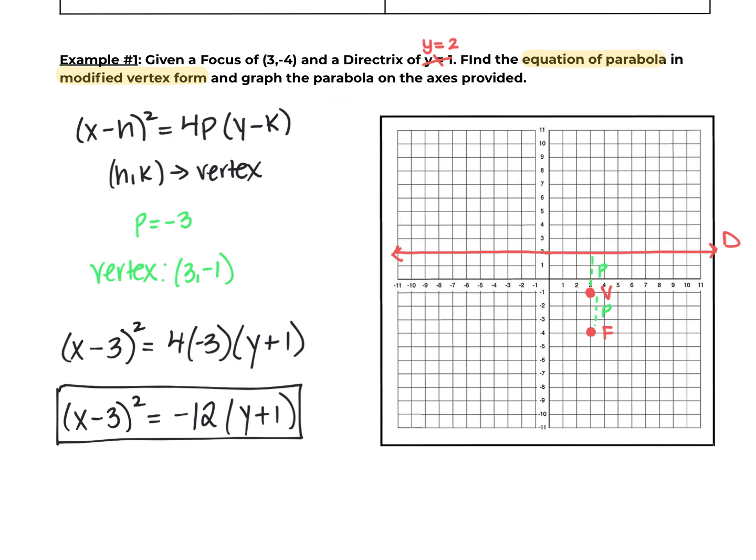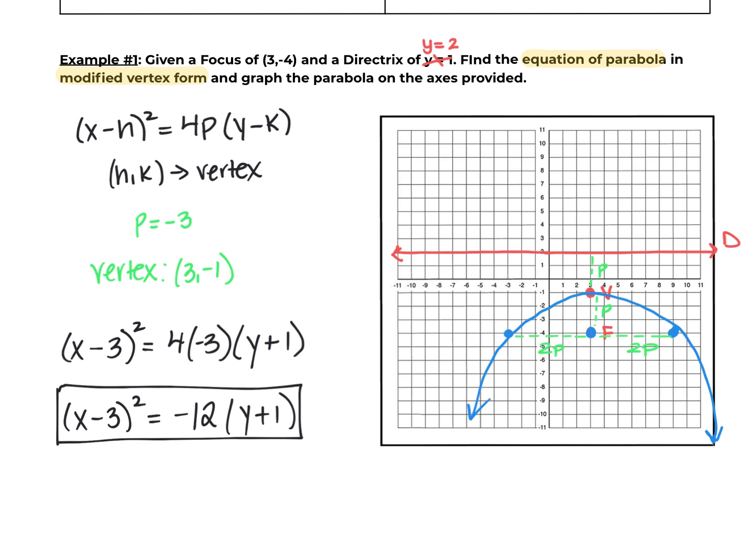So let's finish this. We know to graph that we have to go double the p-value left and right of the focus. So if my p-value is 3, we're going to count 6 from this focus. 1, 2, 3, 4, 5, 6 on each side. And we're going to connect from the vertex, and that is my parabola, where the distance from here to here is 2p, and the distance from here to here is also 2p, which is 6.